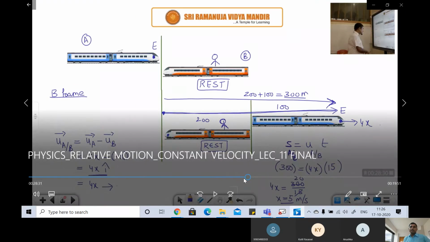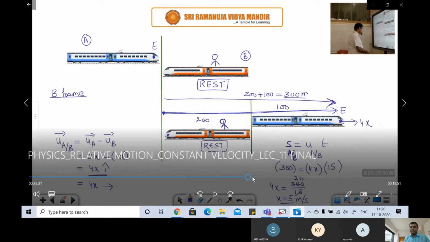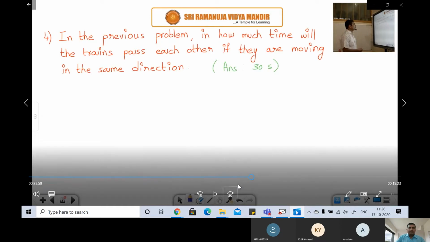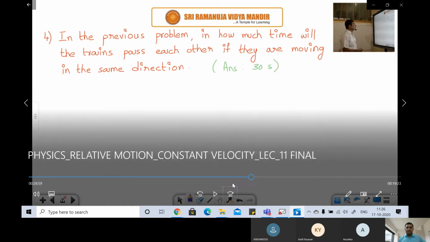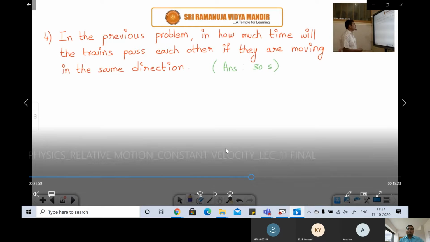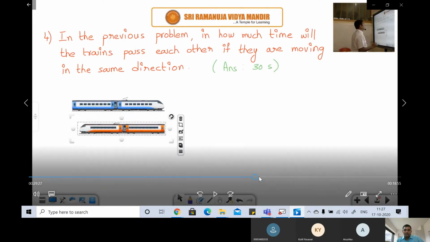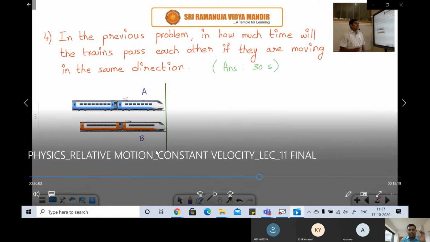So in this we got the velocity of B as 5 and the velocity of A as 15 meters per second. Now, continuing the previous problem: in how much time will the trains pass each other if they are moving in the same direction? First I'll explain how to draw the diagram, then you can solve. Same direction means like this we have to take.